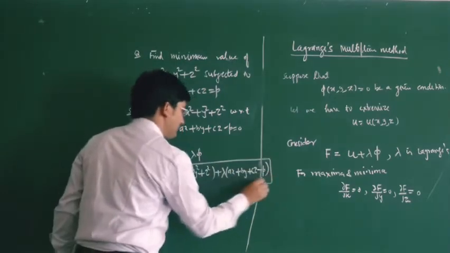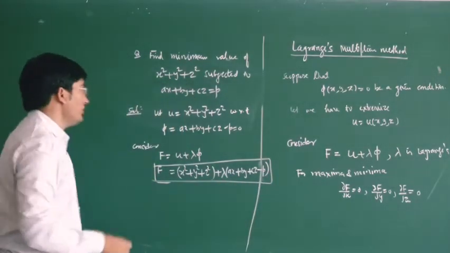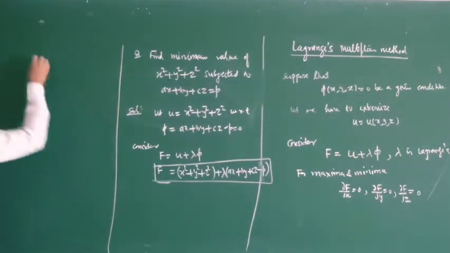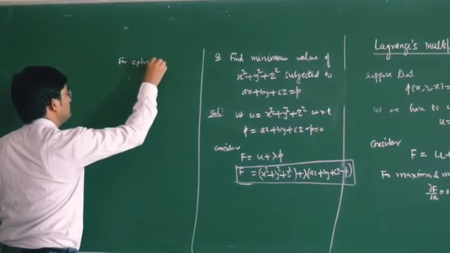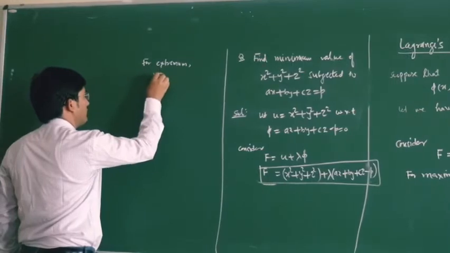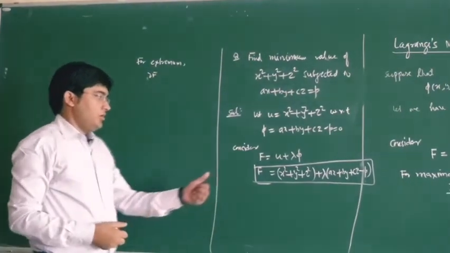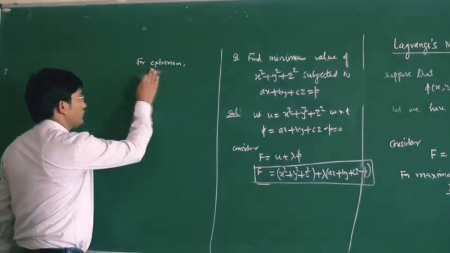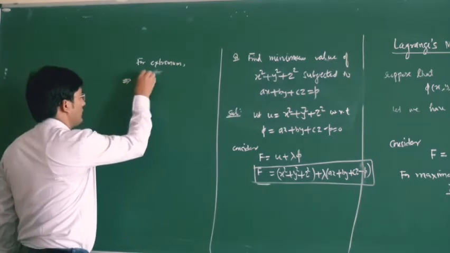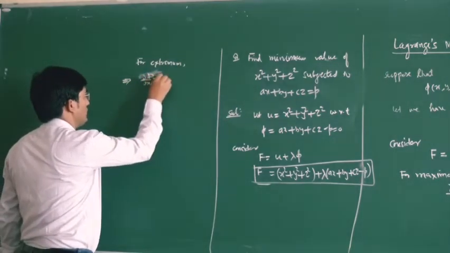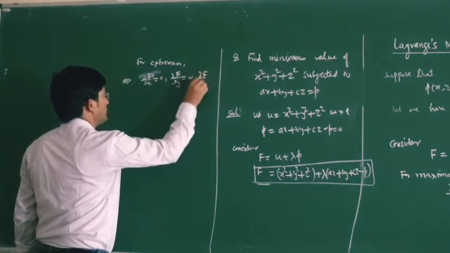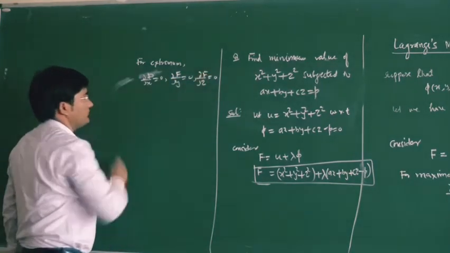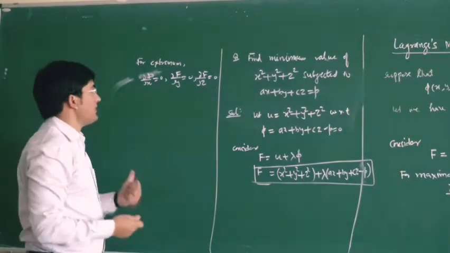Now for maxima and minima, our first order derivative will be 0. So for extremum, our first order derivative will be 0. So del F upon del x equal to 0, del F upon del y equal to 0, and del F upon del z equal to 0. This is the condition for maximum and minimum.